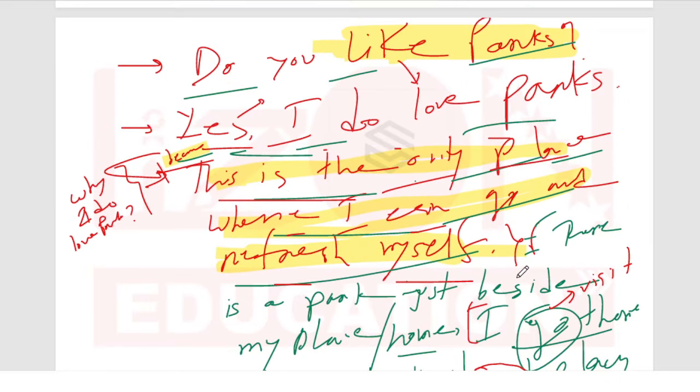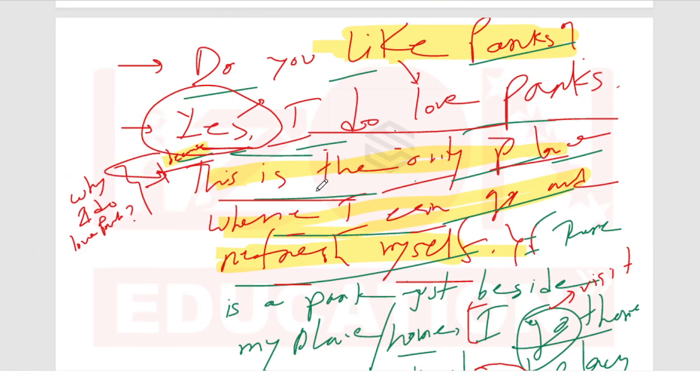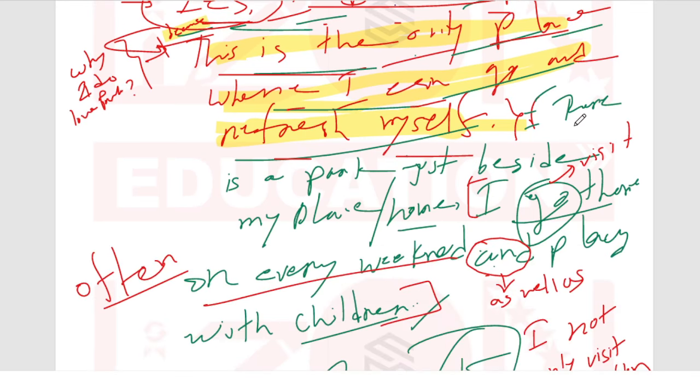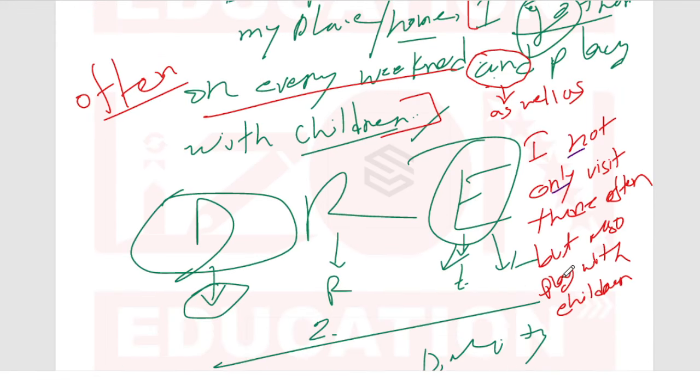Then you see, now you have different types of structure in your one answer. So first you answered directly, yes, I do love parks, and then after that you said this is the only place where I can go and refresh myself. Very direct. And then you start with, there is a park just beside my place or beside my home. Then you use a very good structure, not only but also. You also use a good word, often, right? This is very good.